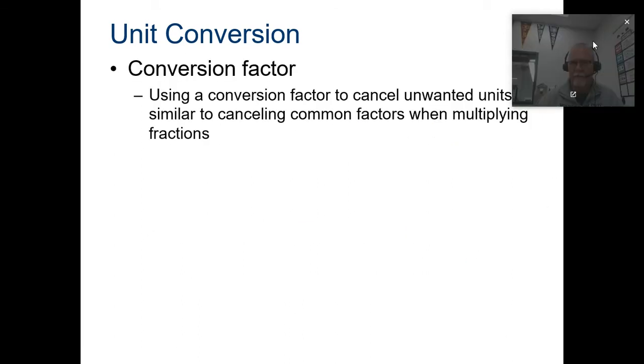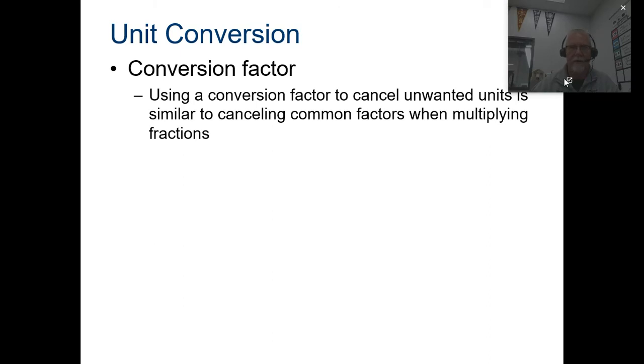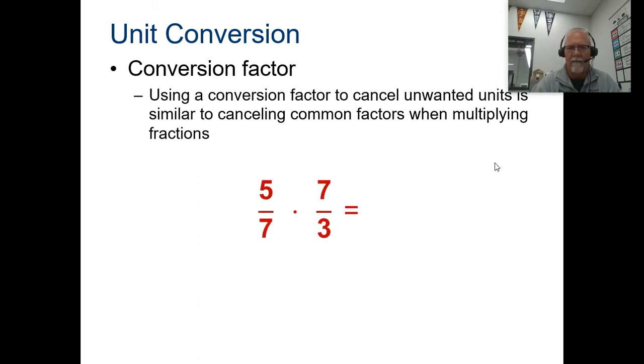Using a conversion factor to cancel out unwanted units is similar to canceling common factors when multiplying fractions. And I'm sure this may not be your favorite part of math, but I'm sure you've done it before. 5/7 times 7/3, we can go ahead and cross out similar numbers. Cross out the 7s, it leaves us with 5/3.